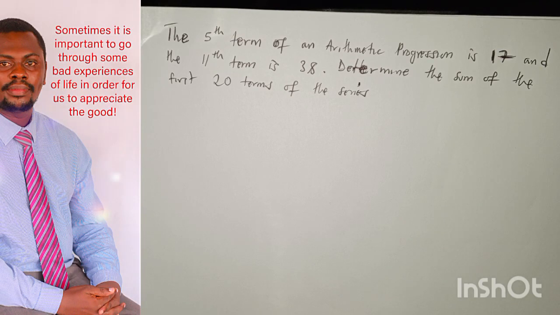The fifth term of an arithmetic progression is 17, and the 11th term is 38. Determine the sum of the first 20 terms of the series.